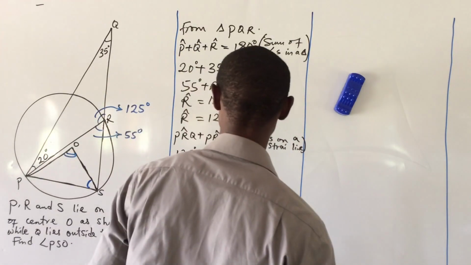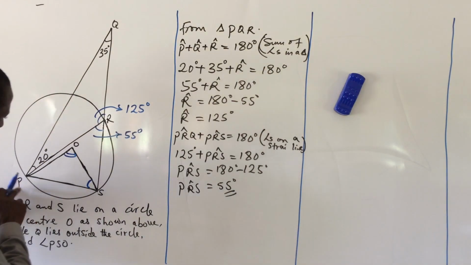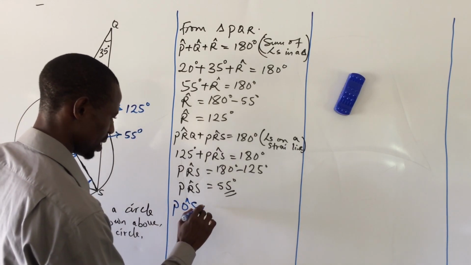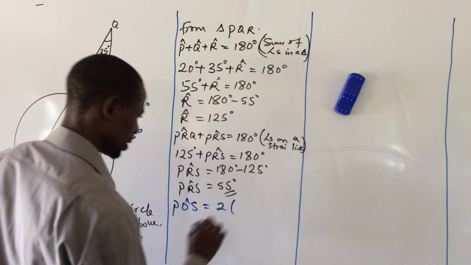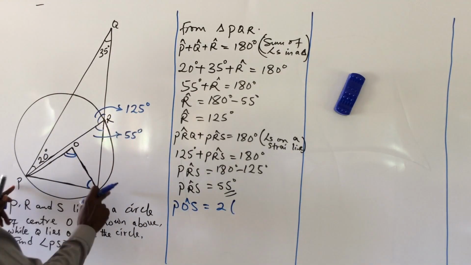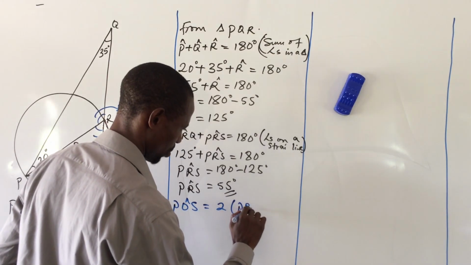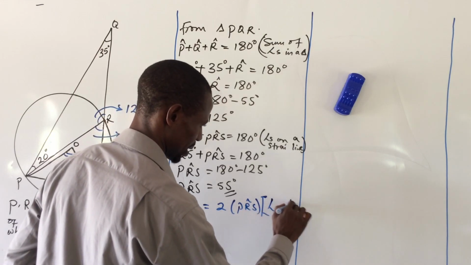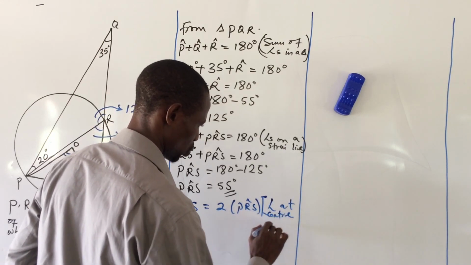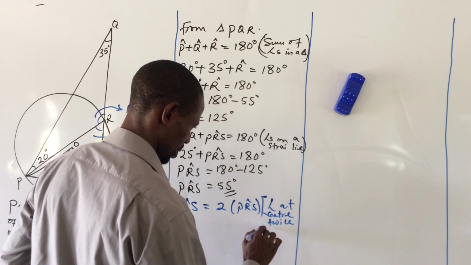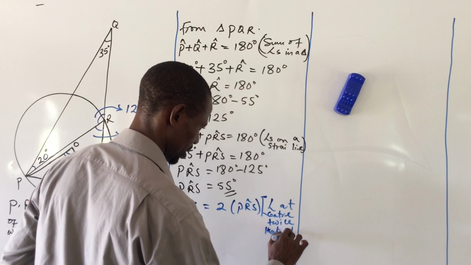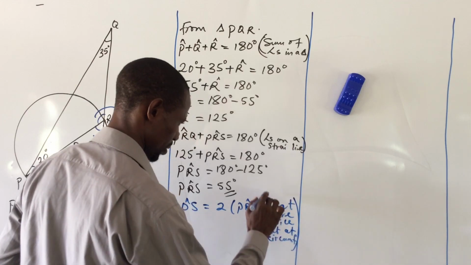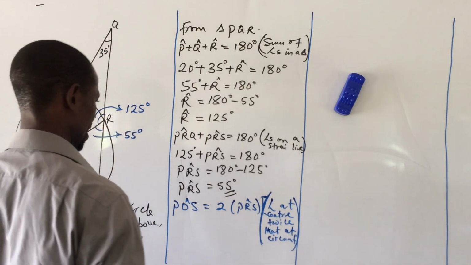So from here, we say that angle POX is equal to 2 times angle PSX. What is the reason for that? The reason is angle at the center is twice that at the circumference. Okay, so let's put this in bracket: twice that at the circumference.